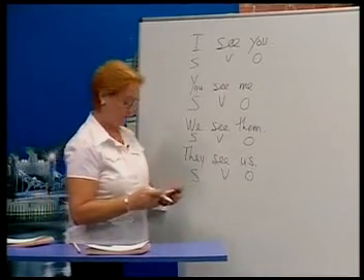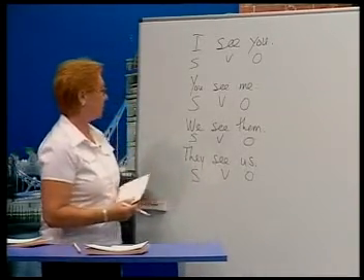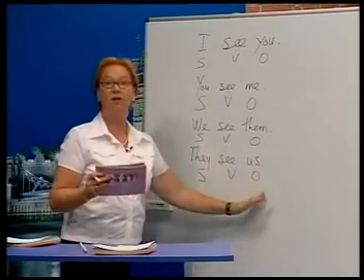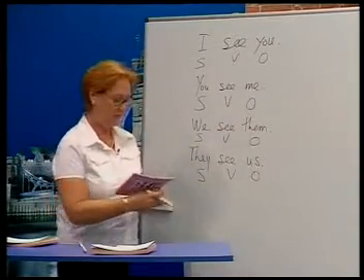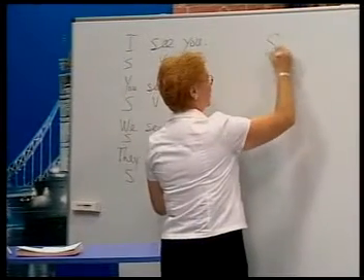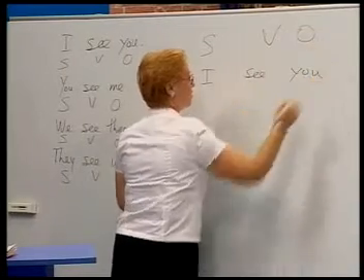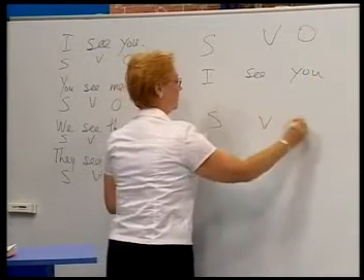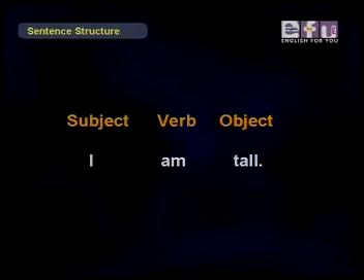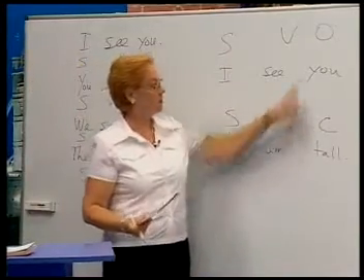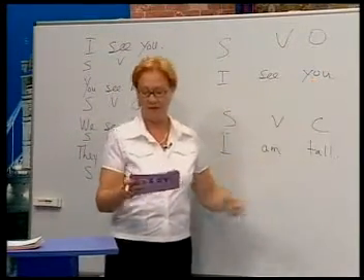Okay, now remember, in sentence structure, subject, verb, object, or complement. So, subject, verb, I see you. This is the object. Or subject, verb, complement, I am tall. Okay? Subject, verb, object, or complement.